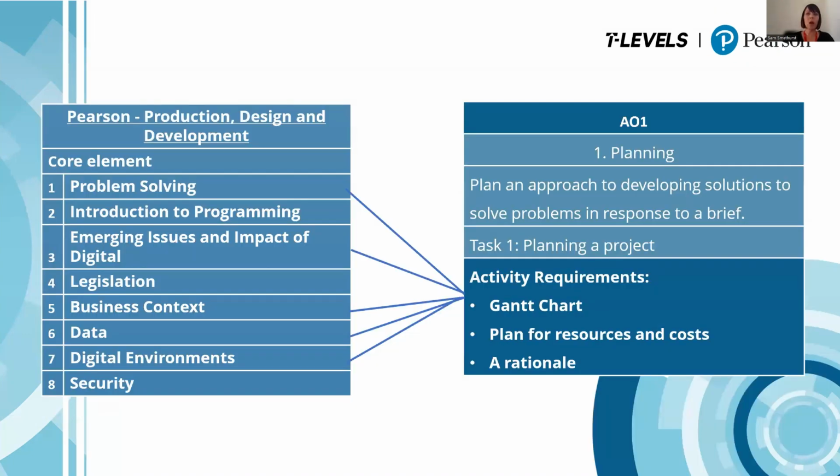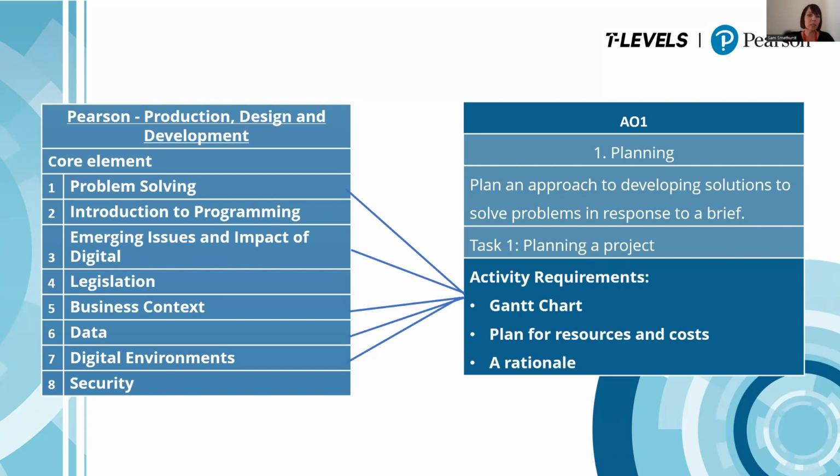We can look at that core content in more detail and delve into those topics covered, referencing them to planning. Number 3, emerging issues and impact of digital. For example, ethical and moral issues that an increasing reliance on technology raises and how organisations and individuals can respond to these challenges, the collection and use of data, and unequal access to technology and to digital services.